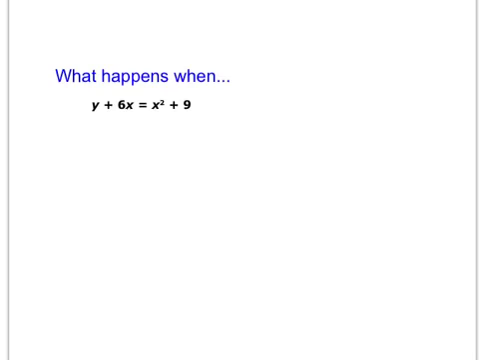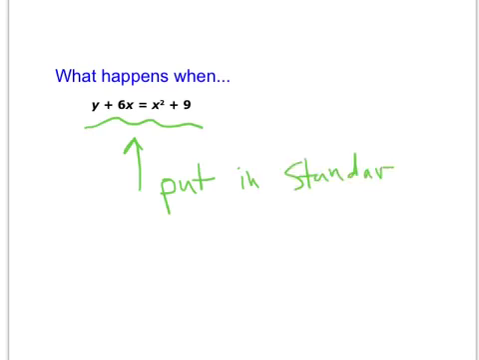So you might be asking yourself a question, okay, what happens when I'm given an equation that looks like this, so it's not the way that I need it? So basically what we do with something like this is just put it in standard form. So if it's not in standard form, put it in standard form and work everything from standard form.